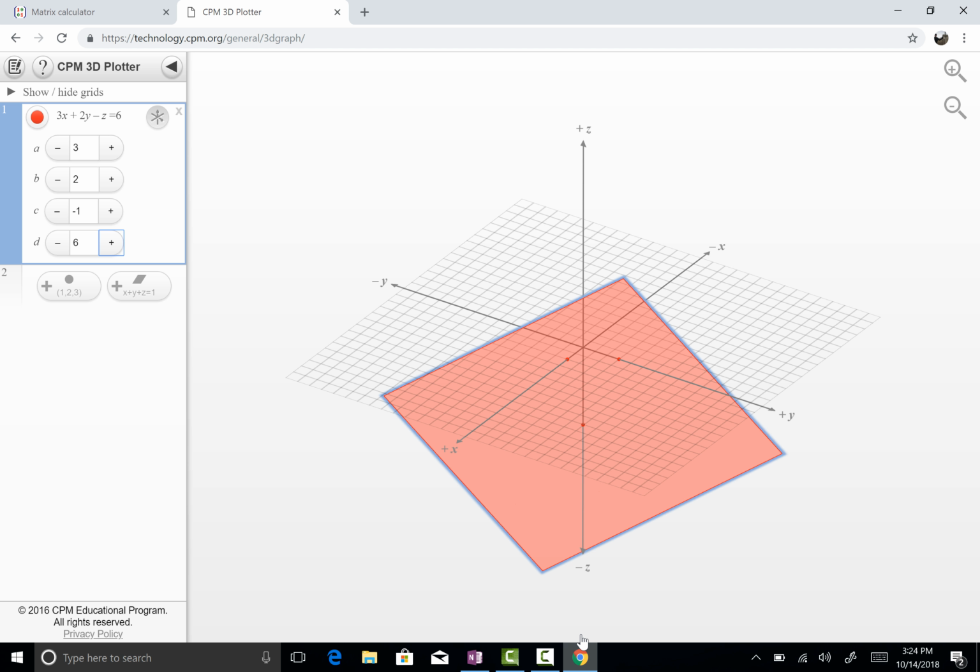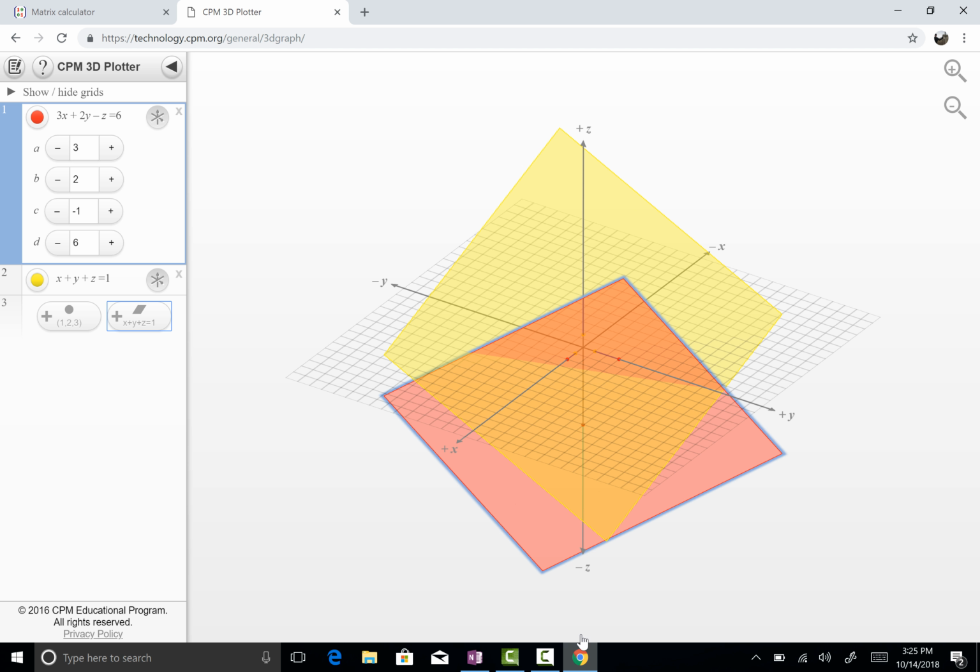So there's my equation, 3x plus 2y minus z equals 6. And what I get is this plane, right? Because in 3 dimensions, when you have an x, y, and z, all those points represent a plane. In 2 dimensions, of course, it's a line, but in 3 dimensions, we have a plane. So now I'm going to come down here and get my next one, all right?